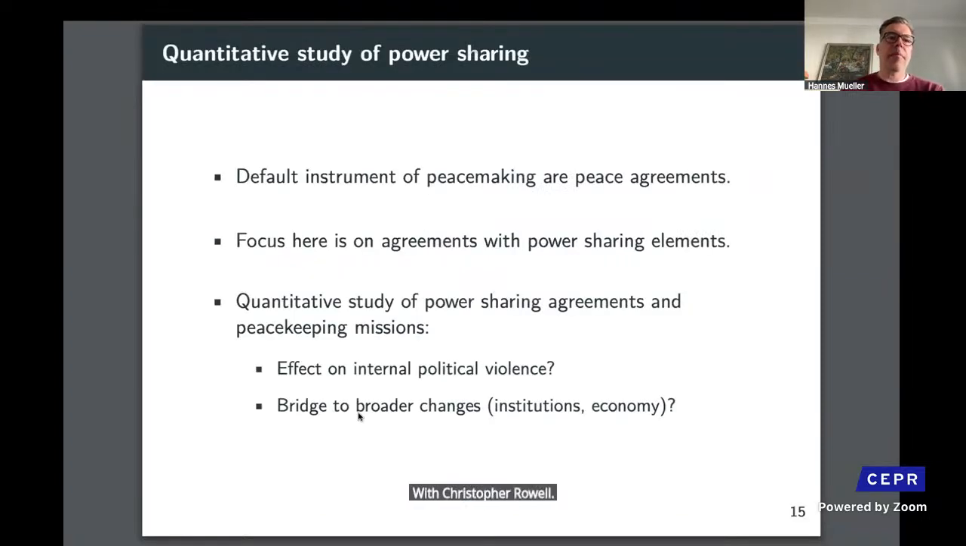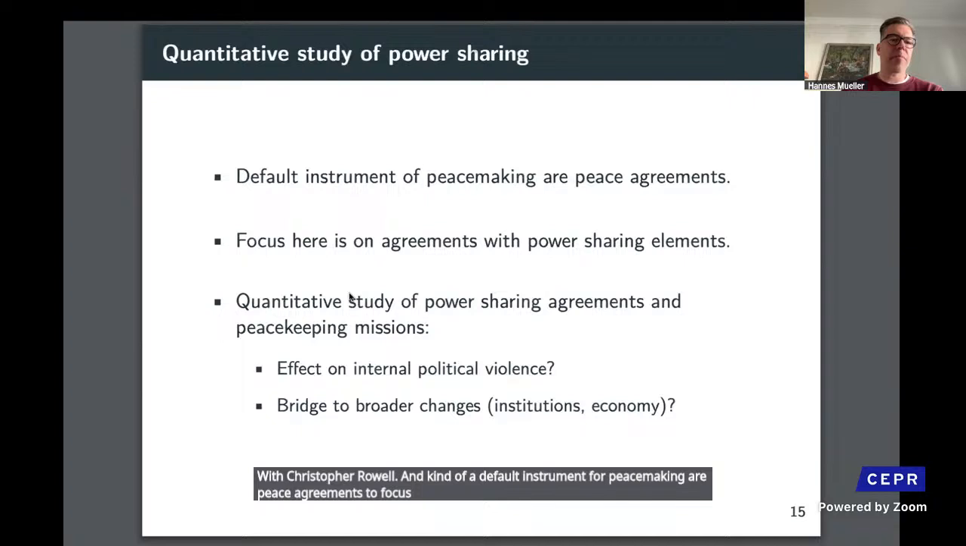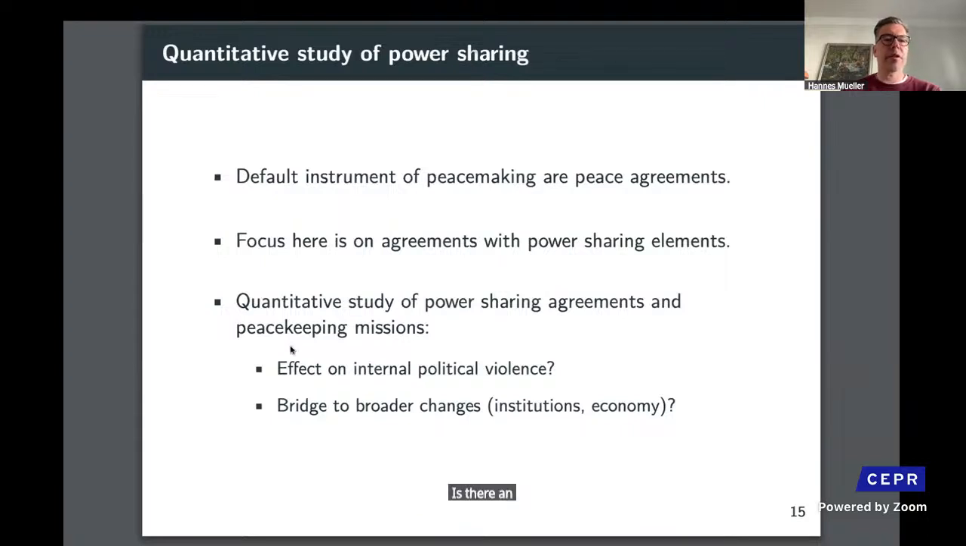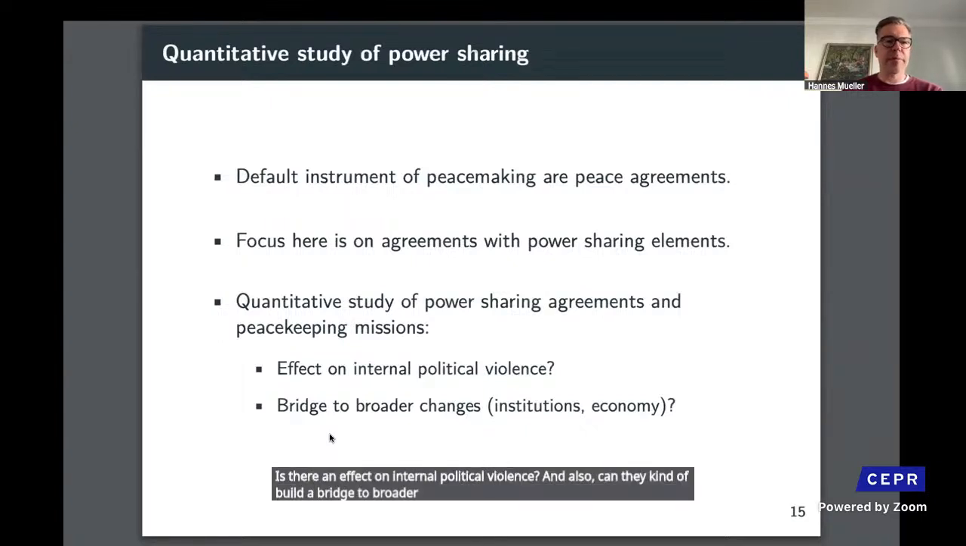A default instrument for peacemaking is peace agreements. The focus we have in this paper is on agreements with power sharing elements. And the study we do is a quantitative study of power sharing agreements and peacekeeping missions. And we ask, is there an effect on internal political violence? And also, can they build a bridge to broader changes that are more stable?